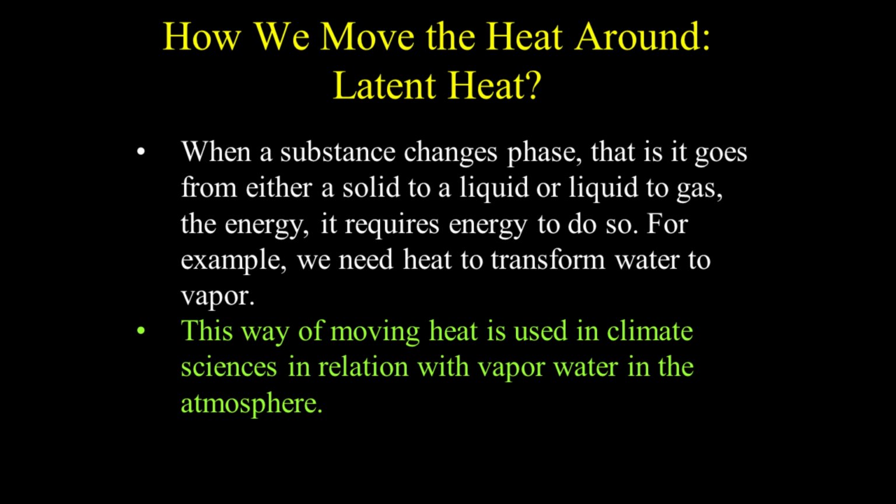Let's talk about another way of moving heat around, which is latent heat. When a substance changes phase, changing from a solid to a liquid or a liquid to a gas, it requires latent heat energy to do so. For example, heat is needed to transform water to vapor. This way of moving heat is used in the climate sciences in relationship with the water cycle between the oceans and the atmosphere, as we described in a previous lecture in the context of the water cycle.